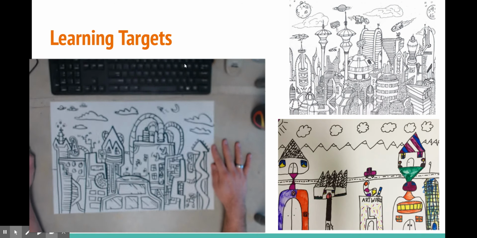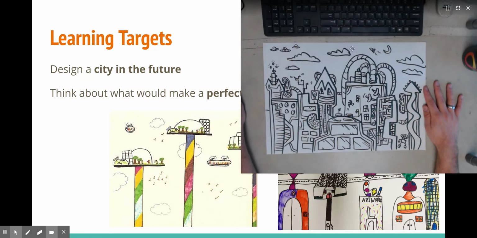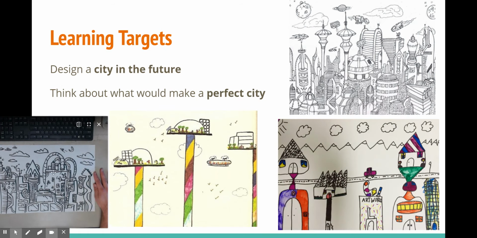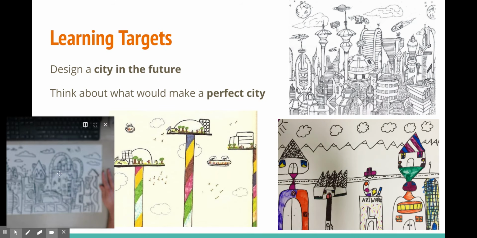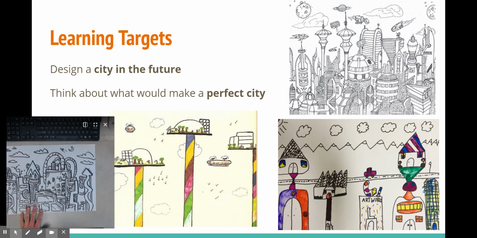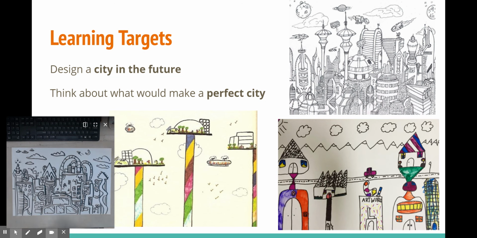All right. So just review of our learning targets. Design a city in the future. Think about what would make a perfect city. Okay. Well, that was really fun. This was a fun drawing. I hope you have just as much fun as I did with it and get your mind thinking about the kind of world that you want to live in and how we can make that happen.